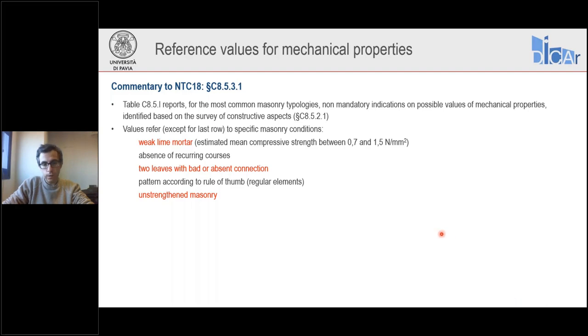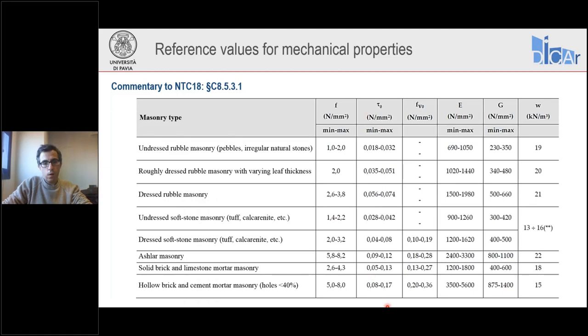So the Italian code is giving intervals of variation for mechanical properties for the different masonry typologies. These intervals of variation are valid in particular conditions, such as a masonry with weak lime mortar, two leaves without a good connection, and unstrengthened masonry. So this is the table of the Italian code with the different masonry typologies and the intervals of variation.